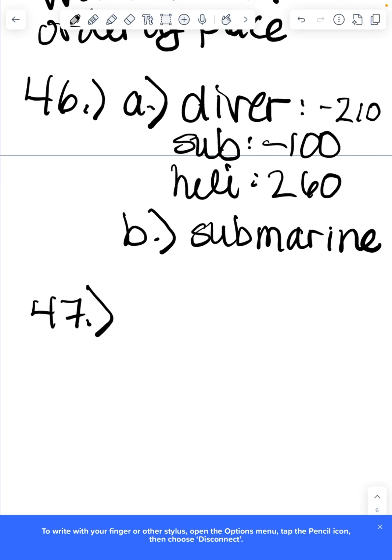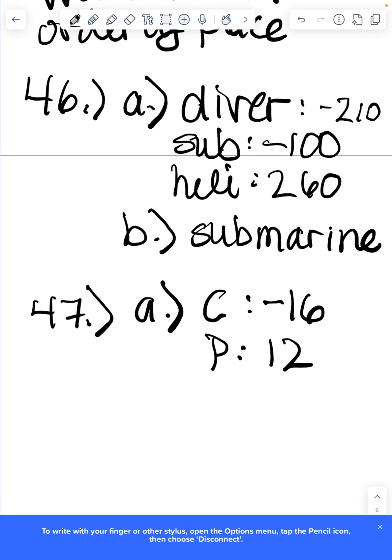Number 47, the latitude at the equator is 0 degrees. Positive latitudes are north of the equator, while negative latitudes are south of the equator. Carlos lives in Bolivia at a latitude 16 degrees south of the equator, and Pedro lives in Nicaragua at a latitude 12 degrees north of the equator. State an integer that represents the latitude of each boy. Letter A, so Carlos would be negative 16, and Pedro would be 12.